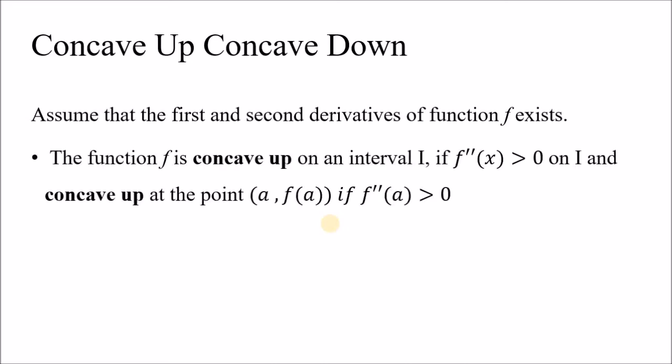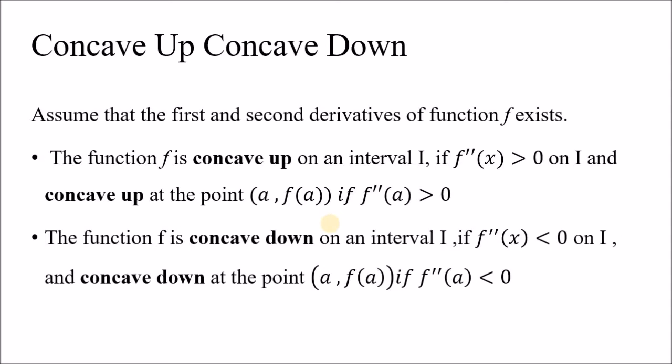Assume that the first and second derivatives of function f exist. The function f is said to be concave up on an interval I if the second derivative of x is greater than 0 on that interval, and it is concave up at a certain point a, f of a, if f double prime of a is greater than 0. The function f is concave down on an interval I if the second derivative of x is less than 0 on that interval, and it is concave down at a certain point a, f of a, if f double prime of a is less than 0.